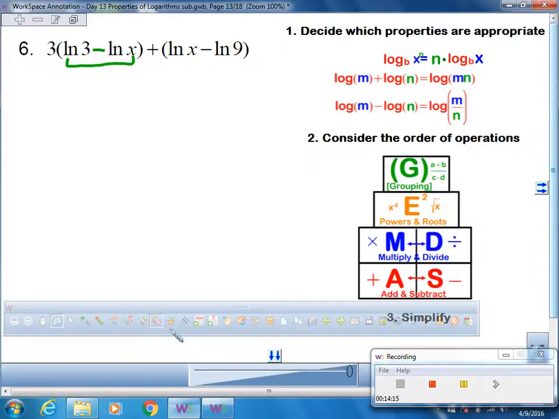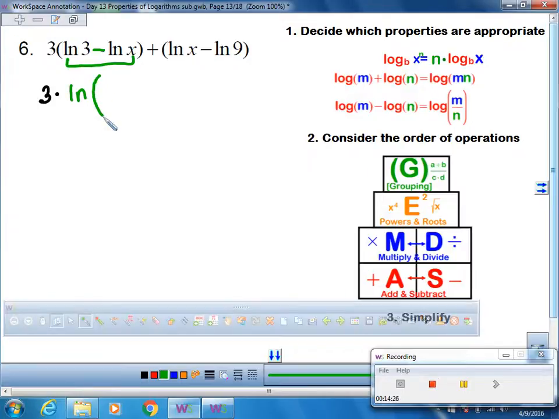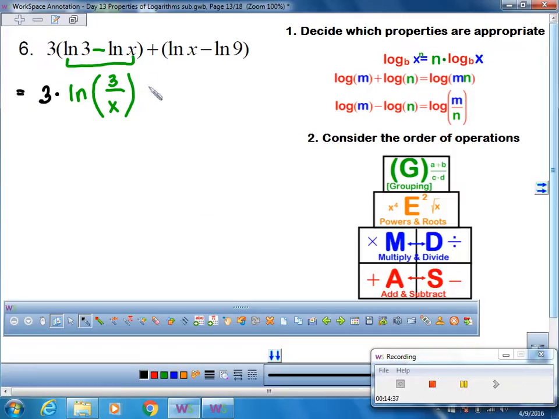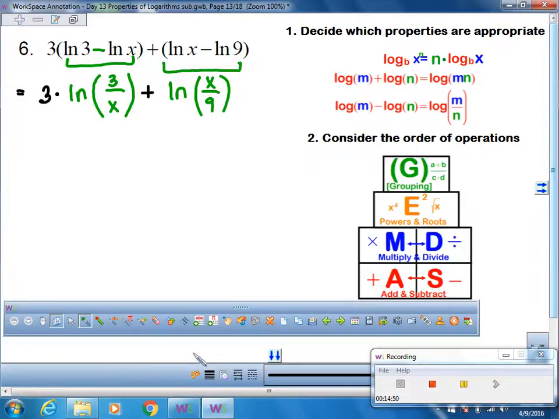So I've got, and change my color so we don't get confused with that 3, it's being multiplied by the quantity of this new natural log. So natural log, the 3 is going to be in the numerator, the x is going to be in the denominator. Plus, let's do the same thing with this one. It's going to be a single natural log. It's a quotient property. X is in the numerator, 9 is in the denominator. All right, so I'm done with my grouping symbols.